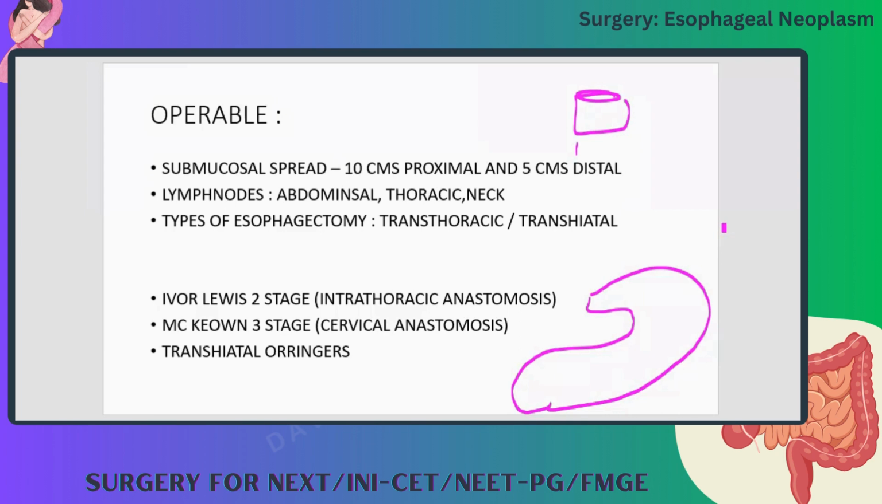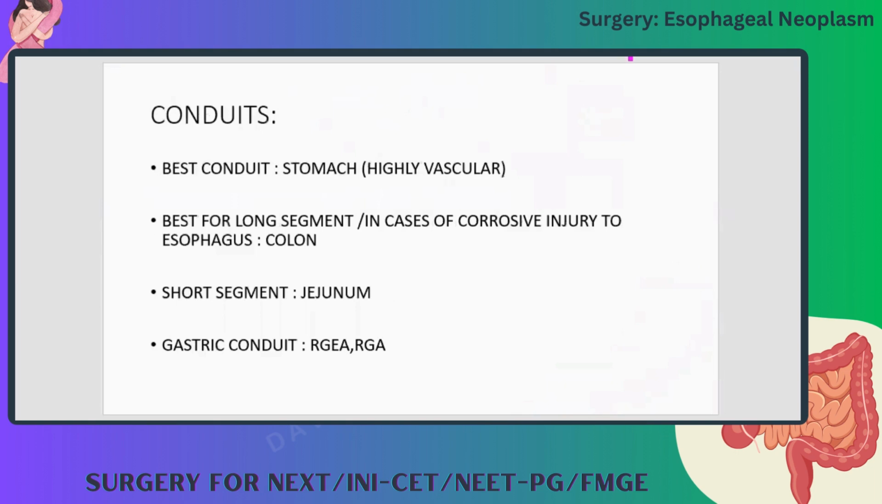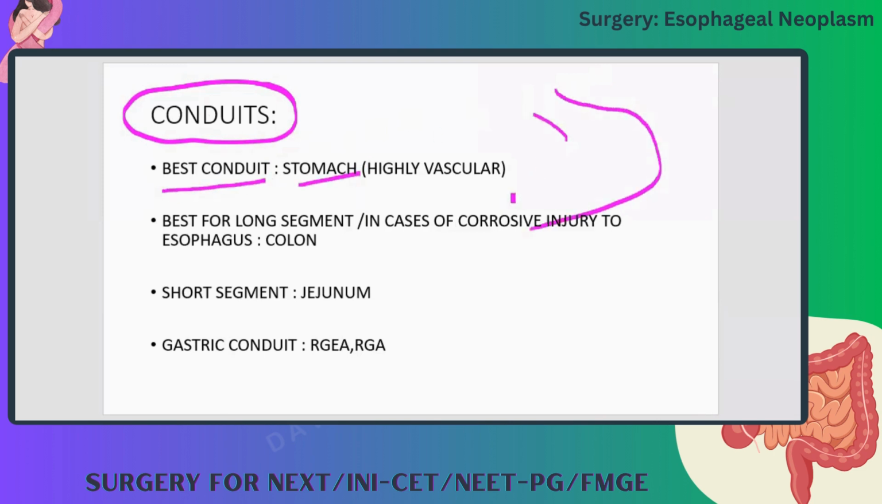So what should you do after esophagectomy? Every time you have to do a reconstruction or anastomosis. So we use something called conduits. Like yesterday and the day before, when we studied removal of the bladder, we made an ileal conduit. The best conduit is the stomach. A small chunk of stomach is removed and it can be replaced.